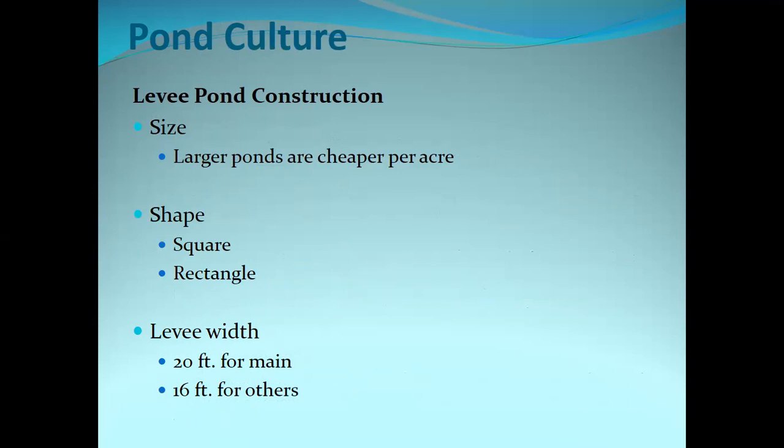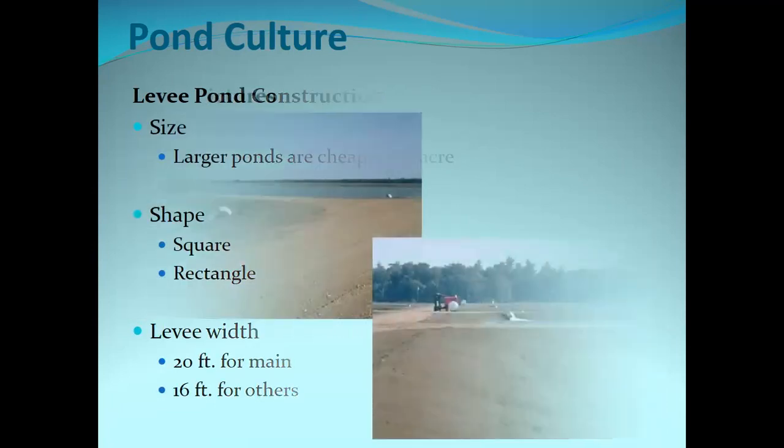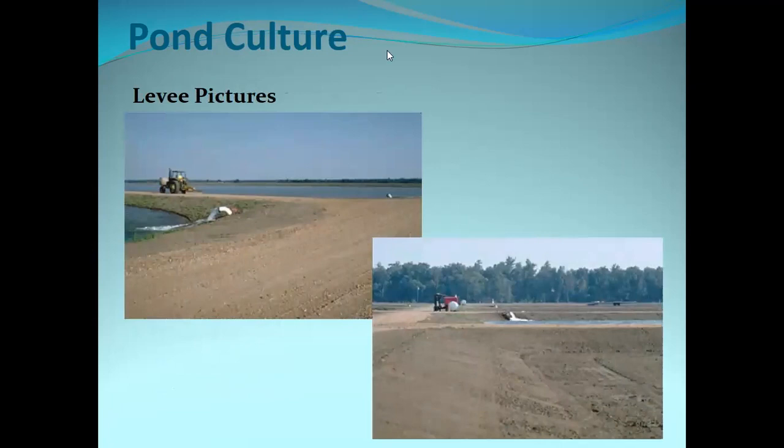So shapes, the most popular types are square and rectangle, right? And the levee width is 20 feet for the main levee and 16 feet for the others. So if, for instance, we look at the top photo, these are levee ponds. This is the main levee we're talking about here.